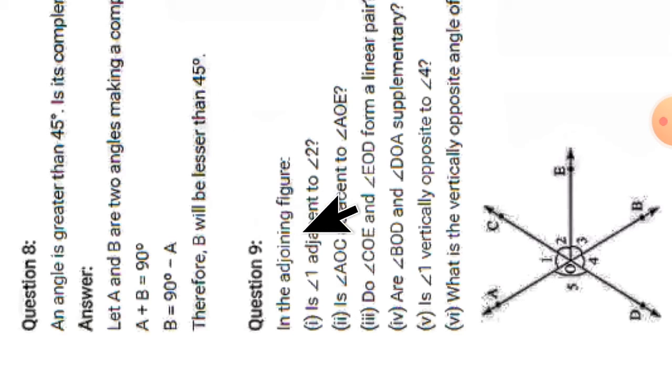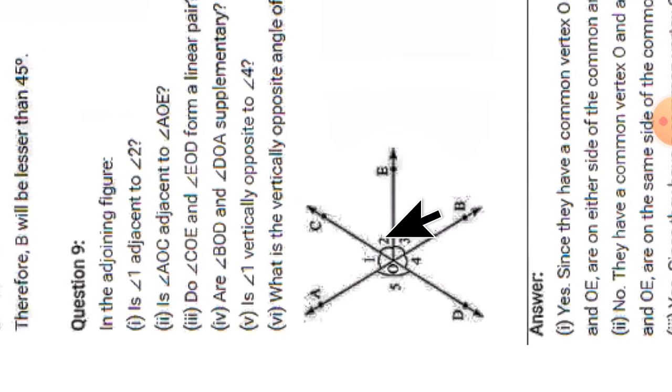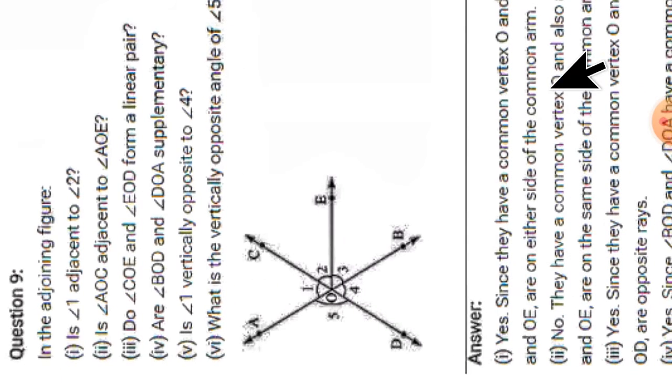Now question number 9. In the adjoining figure, is angle 1 adjacent to angle 2? Let us see the figure first. Here angle 1 and angle 2 are given. In this, O is the common vertex and OC is the common arm, and ray OA and ray OE are on either side of the common arm. So yes, they are adjacent angles. They have a common vertex O and a common arm OC, and their non-common arms are on either side of the common arm. So angle 1 and angle 2 are adjacent angles.